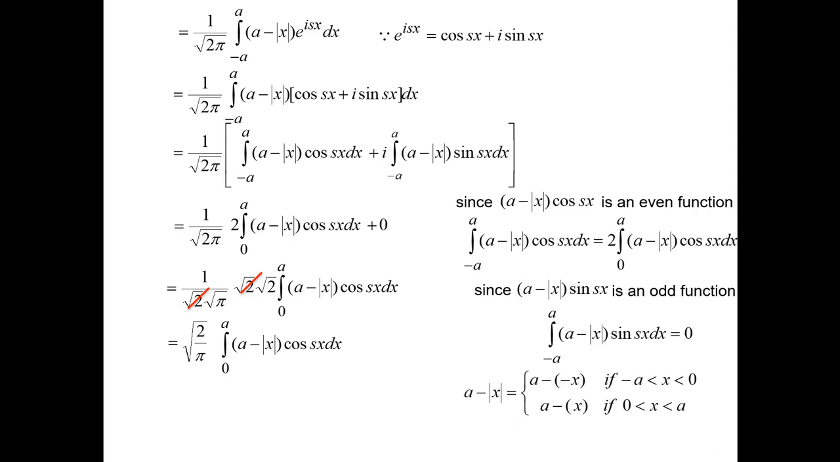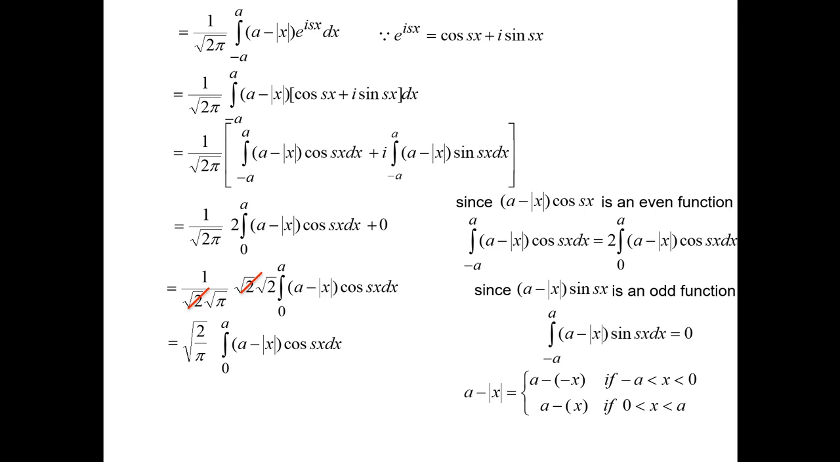And here that a minus modulus of x can be written in another format, as the modulus of x value is split into two parts. One is minus x and another one is plus x. So a minus modulus of x can be written as a minus of minus x. This is valid only for minus a less than x less than 0. And a minus modulus of x can also be written as a minus x. This is valid only for 0 less than x less than a.